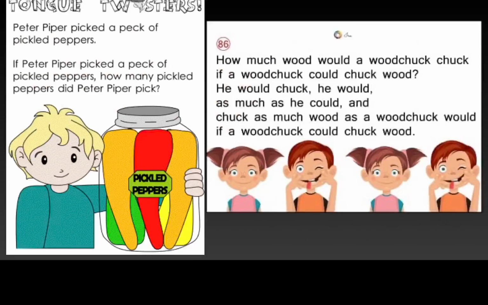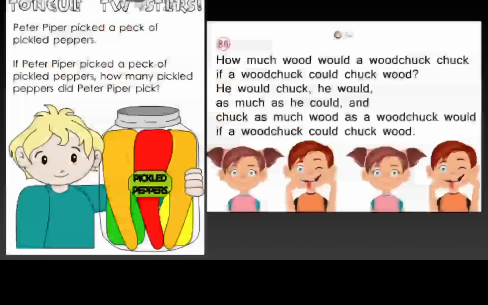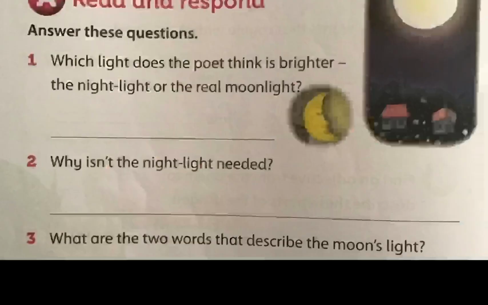So let's go back and I want you to read it by yourselves now, okay? Read these out loud as well. Did your tongue twist? So now read and respond, okay?